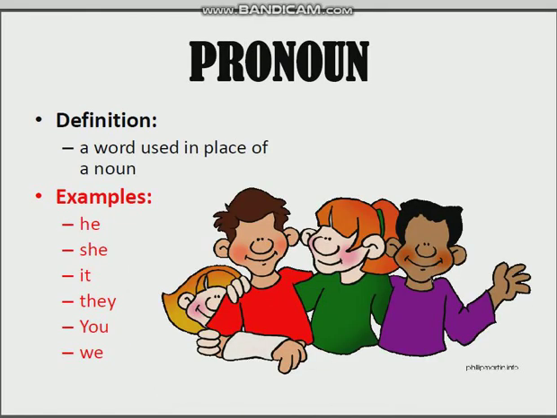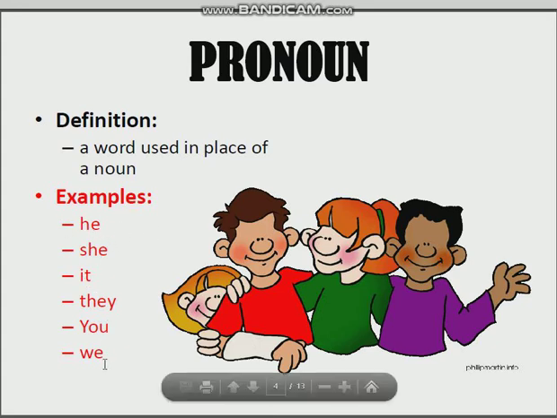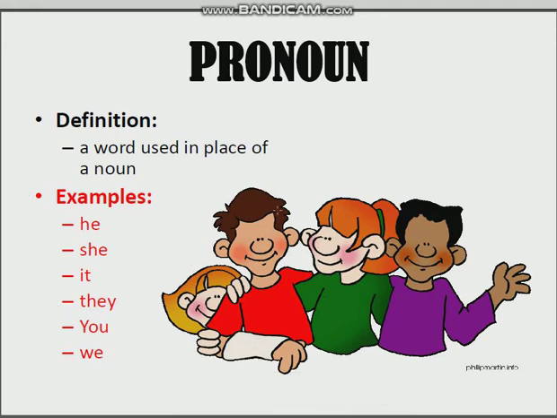After noun, there come pronouns. Pronouns are, as per the definition, words used in place of a noun. They are studied with personal pronouns like first person, second person, third person. Here you can see examples of pronouns listed as he, she, it, they, you, we. These are personal pronouns. Apart from this, there are different types of pronouns, which I will cover in another video on pronouns.